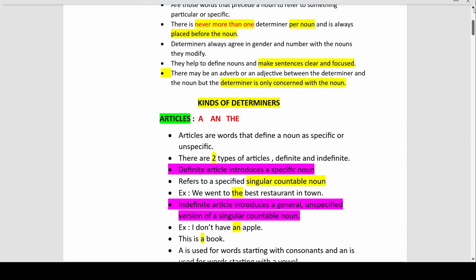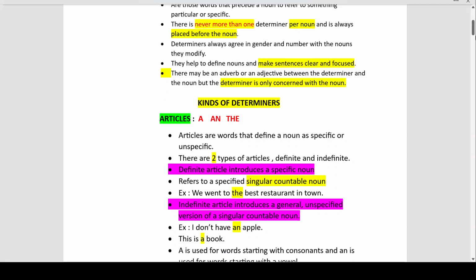Now, the indefinite article introduces a general unspecified version of a singular countable noun. Both the articles the, and a and an, are referring to singular countable nouns, but the definite article the is introducing a specific noun. That means we have a specific definition for that noun, but when we use the indefinite article, it is introducing a general unspecified version of a singular countable noun. Example, I don't have an apple. Second example, this is a book.